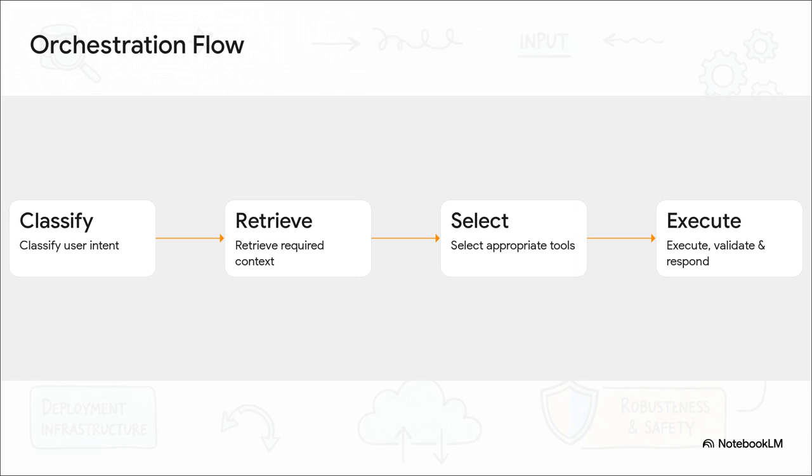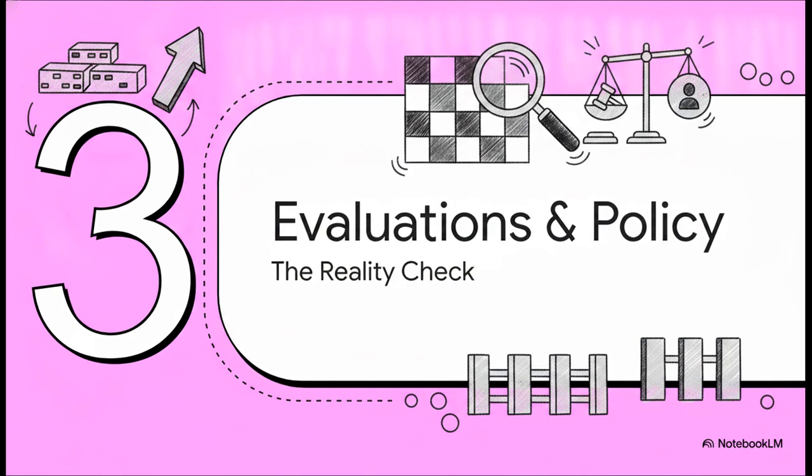Step 1. Classify the user's intent securely. Step 2. Retrieve only the absolute necessary context. Step 3. Select the appropriate tools based on the intent. And Step 4. Execute, validate the results, and respond. Do not confuse autonomy with a lack of structure. Production-grade agents require a crystal clear, strict control flow so that when something breaks, you can trace exactly what happened at every single microstep.